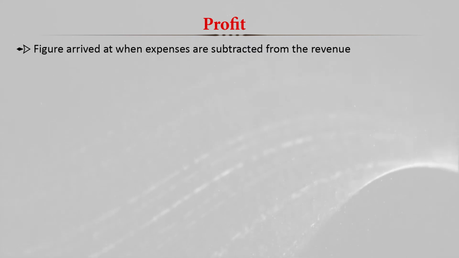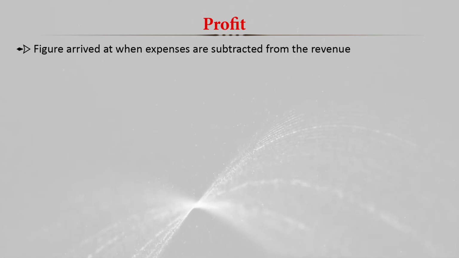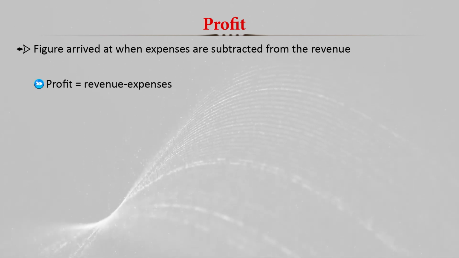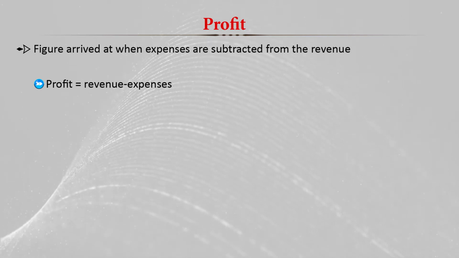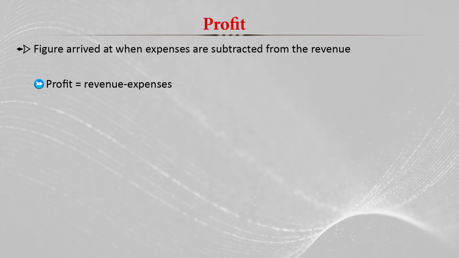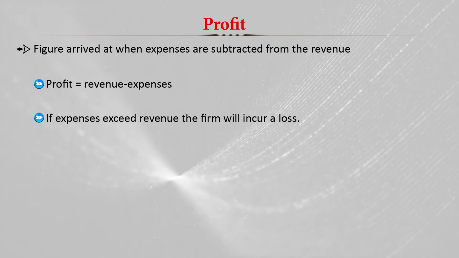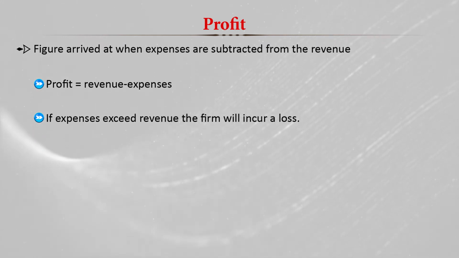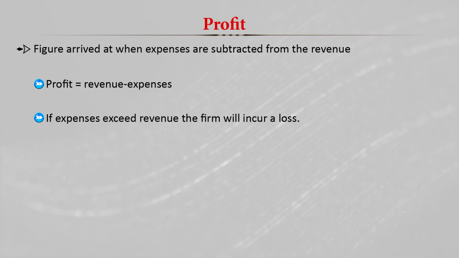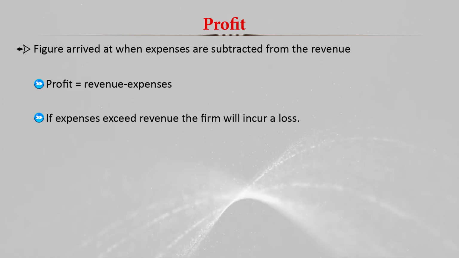And then profit. This figure is arrived at when the expenses are subtracted from the revenue. So for getting the profit figure, we subtract the expenses from the revenue. Revenue minus expenses is basically the profit. And if expenses exceed the revenue, then the firm will incur a loss. So there is a loss if the expenses are more than the revenue.